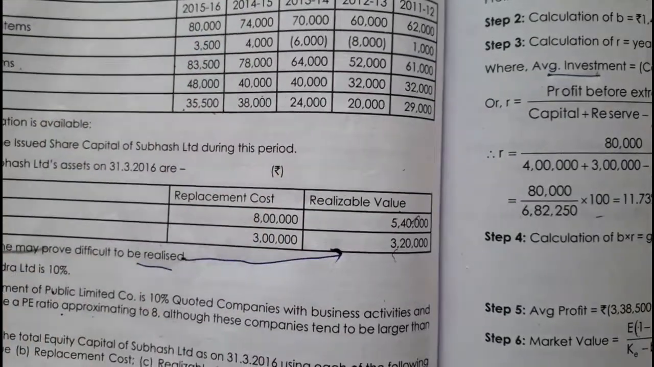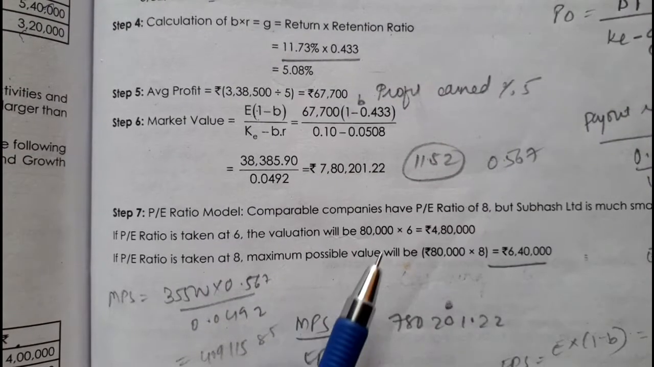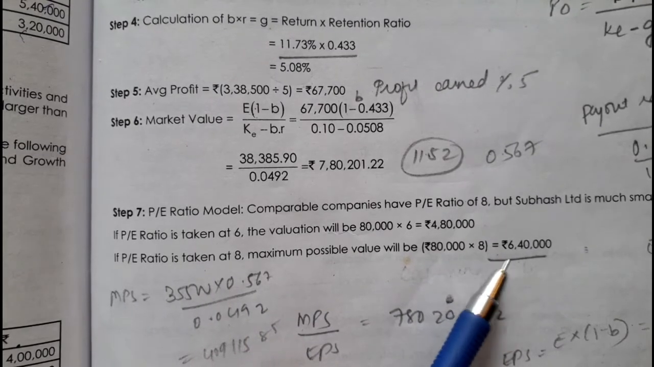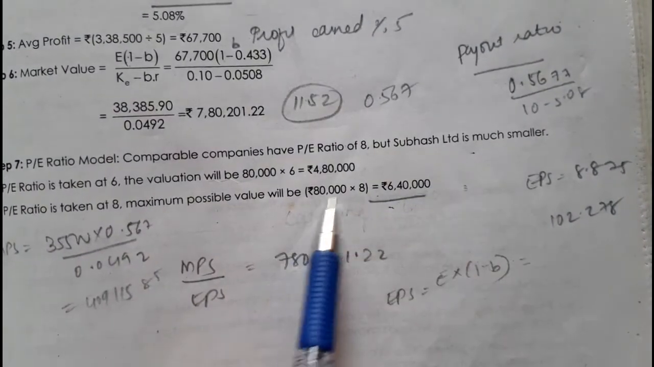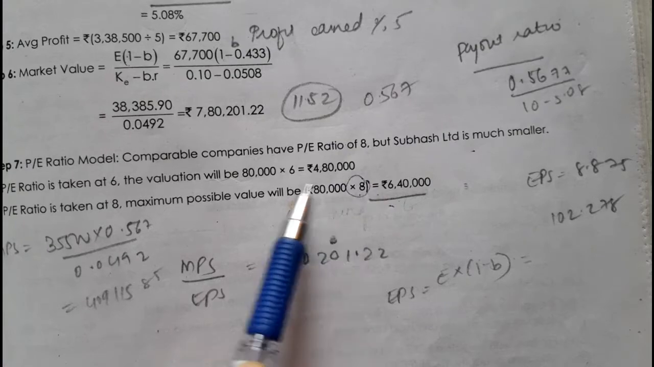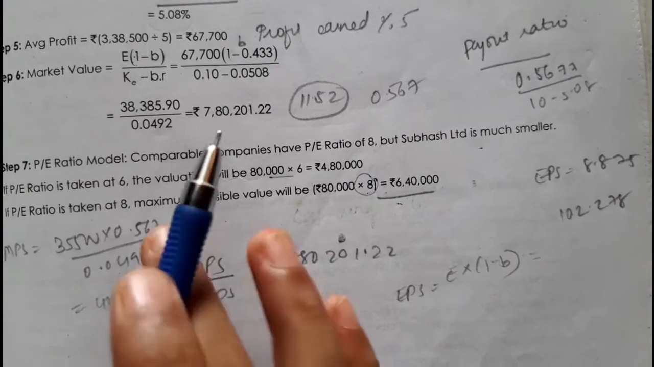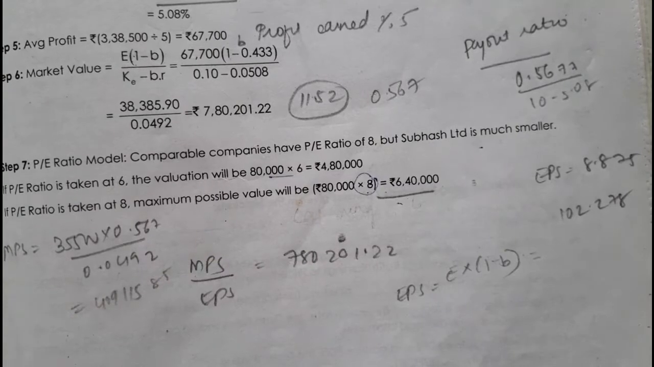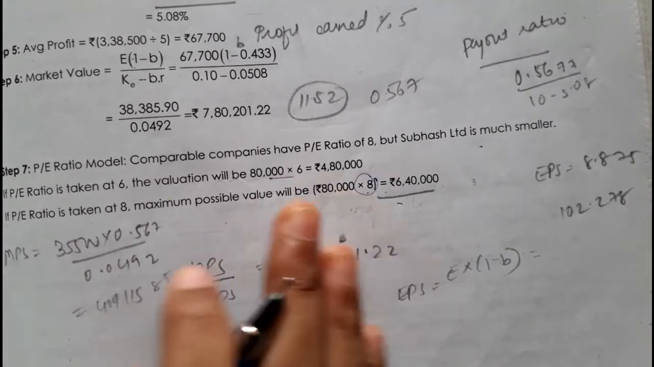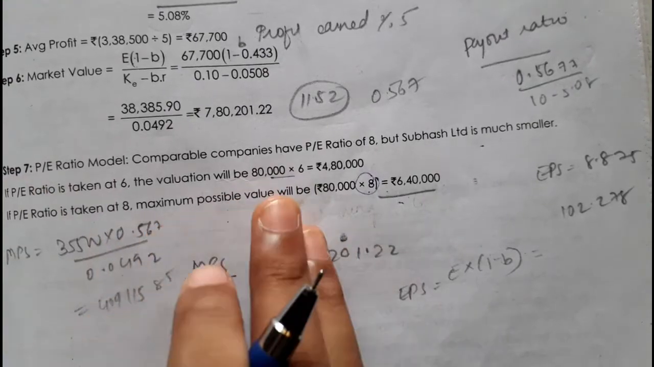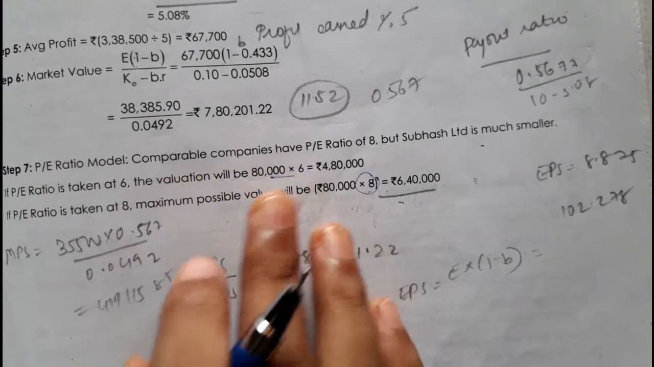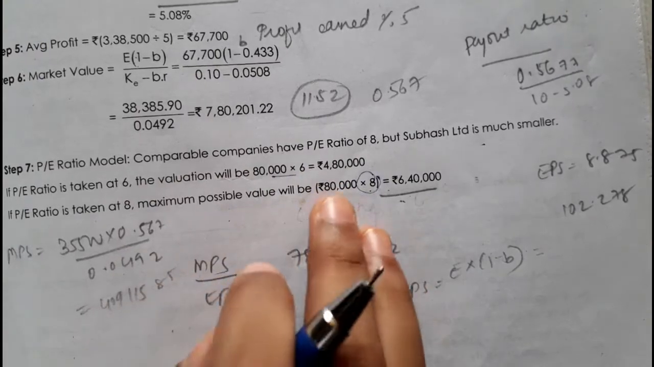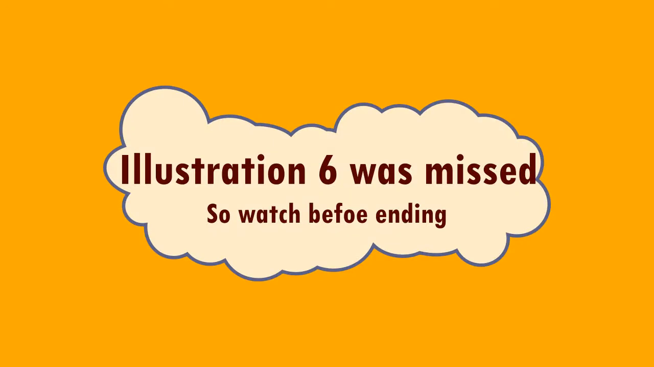So if we think here, we have profit of 80,000. If we multiply with the P/E ratio, the possible value of equity is 6,40,000. But as Subhash Limited is much smaller, we can consider a little less value than this 8. We can take 80,000 into 6. We can even take 80,000 into 7. We'll take a lesser value than this P/E ratio of 8, as the company is smaller. But the maximum possible value of the equity would be profit into the P/E ratio, that is 6,40,000, with the P/E ratio of 8 given in the book. So here it ends.